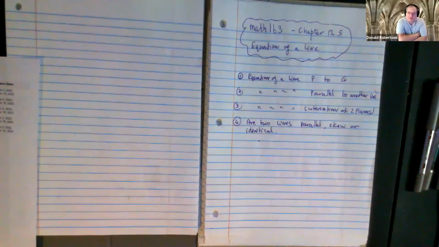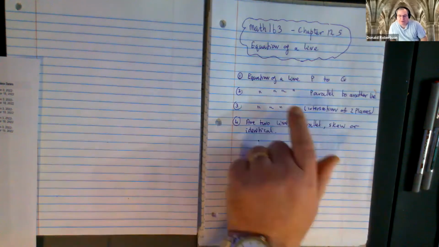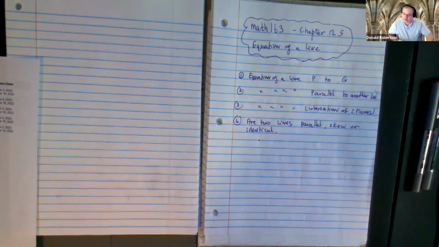We are looking at equations of lines in 3D. Here are some of the things I want to cover. How to find the equation of a line joining P to Q. We did one of those yesterday. How to find the equation of a line when you're told some information, like it's parallel to another line. How to find the equation of a line if you're told it's, say, the intersection of two planes. Where two planes intersect, there's a line.